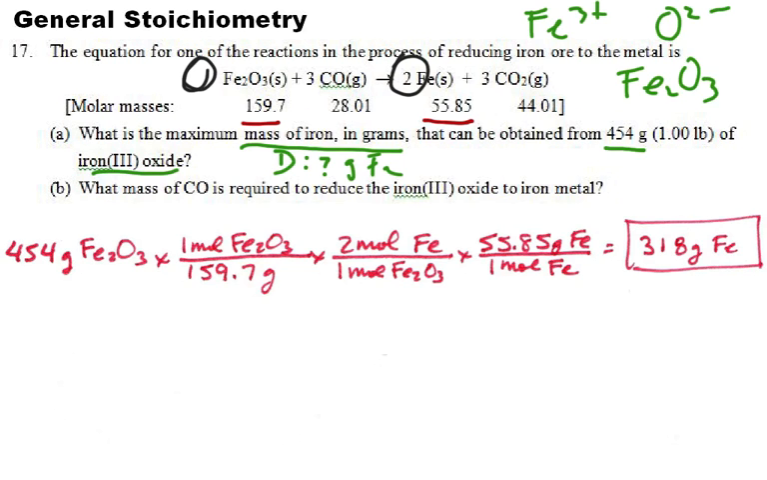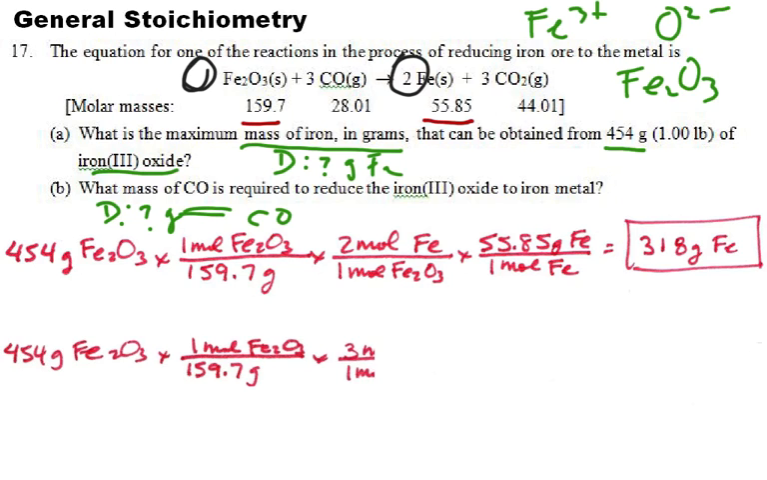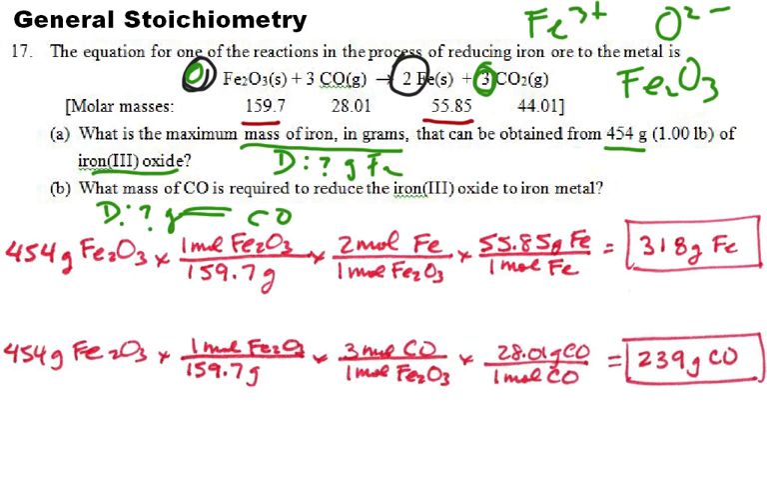Now again, this one has a second problem. What mass of carbon monoxide is required? So that's a new desired. Desired is grams of CO. And we're going to start with the same given. So we have the same situation here: the 454 grams of iron oxide, molar mass of iron oxide. And the first change here is that when I want to go to carbon monoxide, we're going to use the 3 and the 1 instead of the 2 and the 1. We want the mass of carbon monoxide, that's the 28.01, and we get another answer, 239 grams of carbon monoxide.